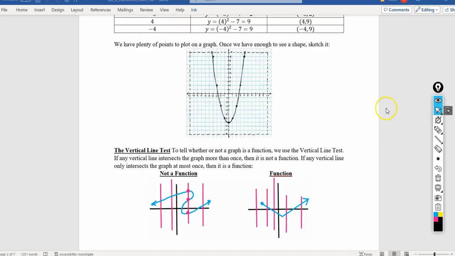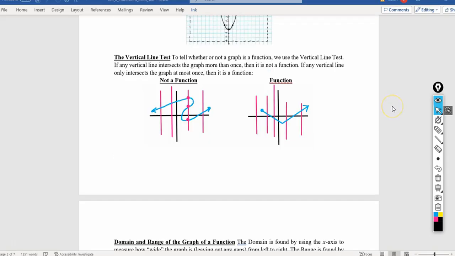Now, how can you tell if you're given a graph that you actually have a function? This is called the vertical line test. To tell whether or not a graph is a function, suppose you have these drawings in blue. How can you tell whether or not they're a function? If any vertical line intersects your drawing more than once, you do not have a function.